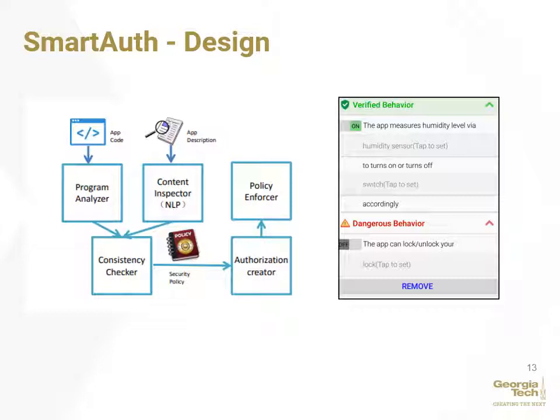The verified behavior is the actions that are consistent with the code and the descriptions of the app. The dangerous behavior is something that the description doesn't state explicitly, but the code can potentially do it, which highlights the threat. The resulting policies are then implemented by the policy enforcer based on the user's decision.